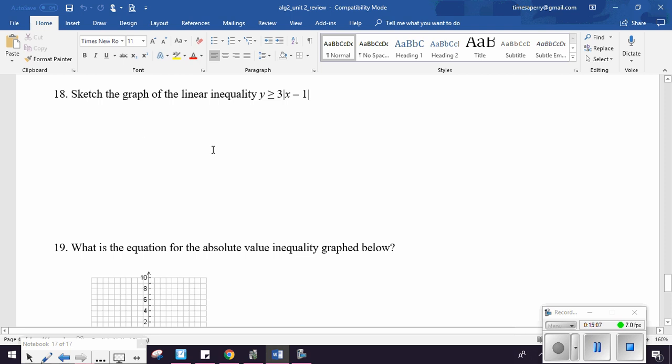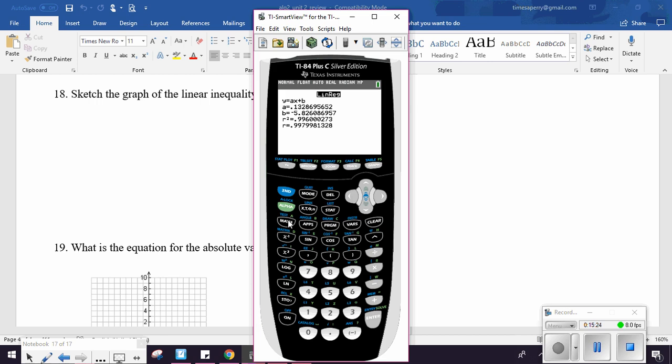Number 18 would like us to sketch this inequality. To use our calculator to graph this function, we need to make sure y is by itself first, which it is. Great. So go to our calculator, go to y equals. There's nothing there. Oh, go to second y equals, and let's turn our plot off because we don't need the scatter plot anymore. Now we're good. Back to y equals.